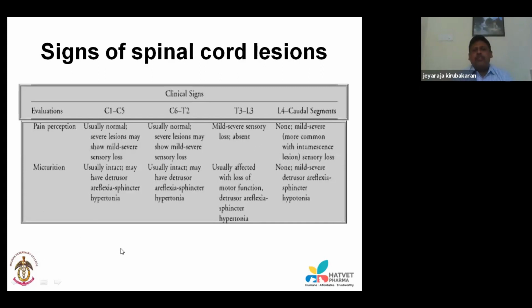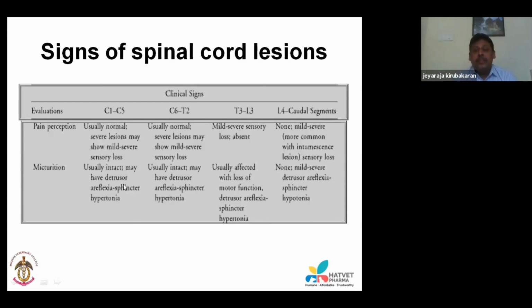Coming to micturition, usually it won't be affected, but it can have a UMN bladder. That is, you will have detrusor areflexia and sphincter hypertonicity. So the bladder muscles cannot contract properly because of the areflexia, and the sphincter will not open up because it is having hypertonicity. The same thing, UMN bladder in all these segments, but an LMN bladder here because the sphincter becomes hypotonic here, and up to this level the sphincter is hypertonic, so it won't relax. Here the sphincter will relax.